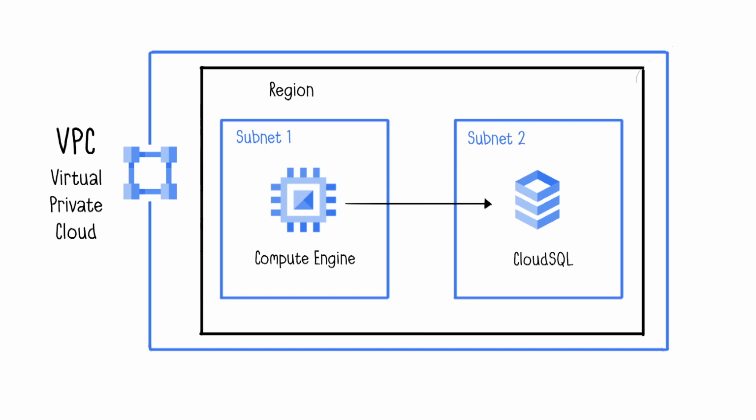A subnet is a logical division of a VPC. Each subnet is associated with a route table that determines how traffic is directed in and out of that subnet.